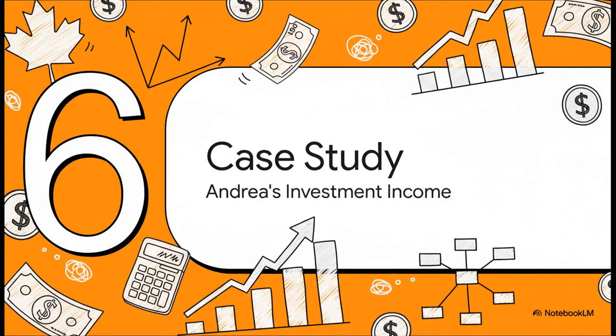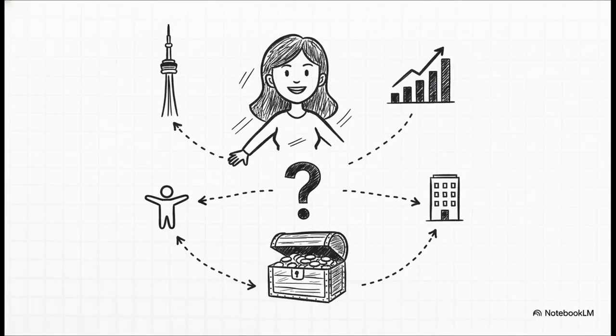So that's the formula. But theory is one thing. Let's really put these rules to the test with a case study and see how tax integration actually plays out with real numbers. So, meet Andrea. She lives in Ontario, and she's in the highest personal tax bracket. She has a $2 million investment portfolio that's generating $100,000 of income for her every year. Her question is simple. Is she better off earning this investment income personally, or should she set up a corporation to hold her investments? Let's run the numbers and find out.